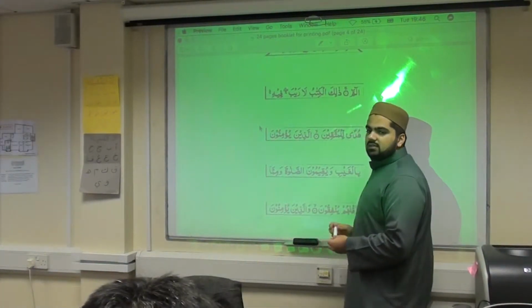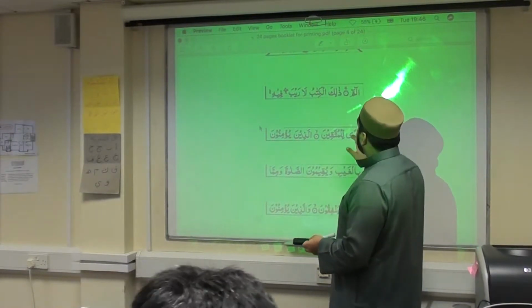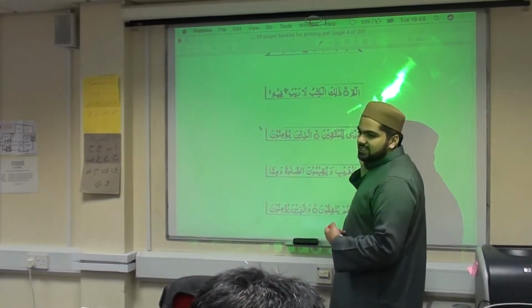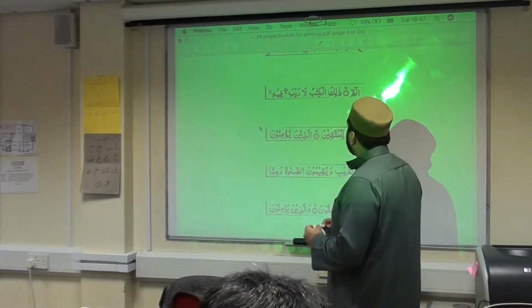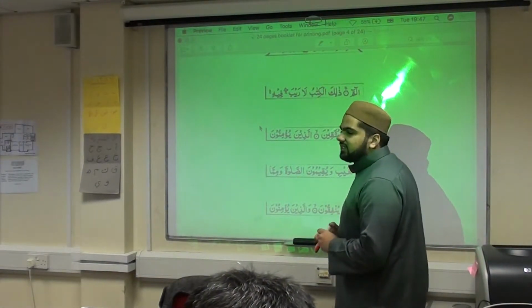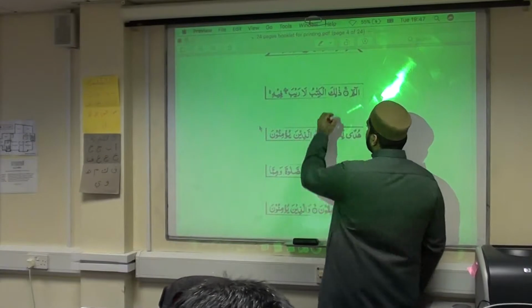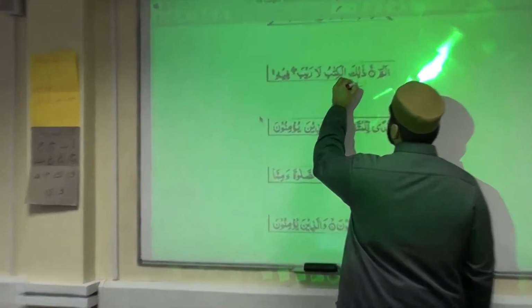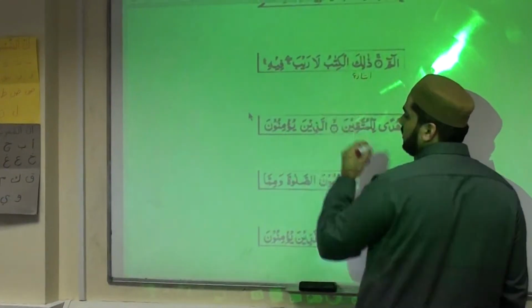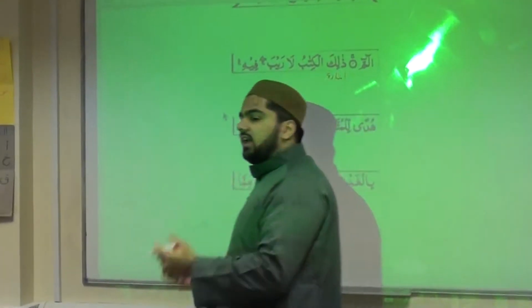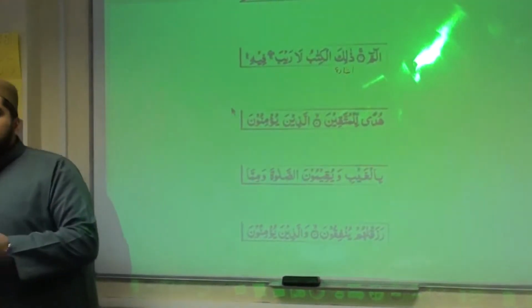Some say it's a mubtada. But then the sign of the mubtada is what? We can't really see it. And we're going to go into a bit of a tafsir about it. But we'll carry on. ذَلِكَ is ishara. It's a demonstrative, like هذا, ذَلِكَ. It means that.